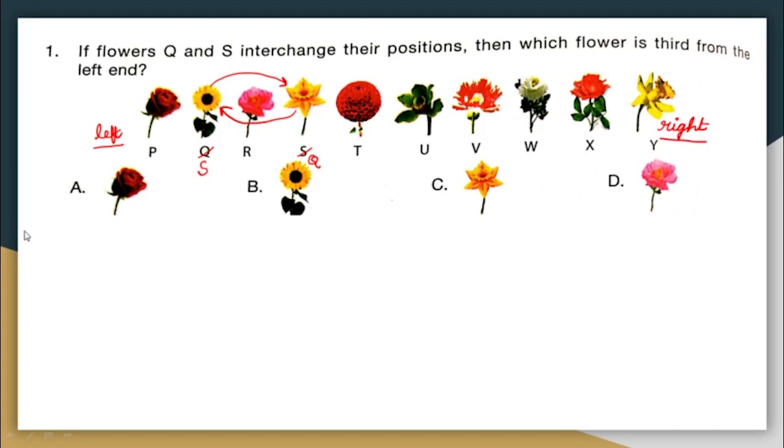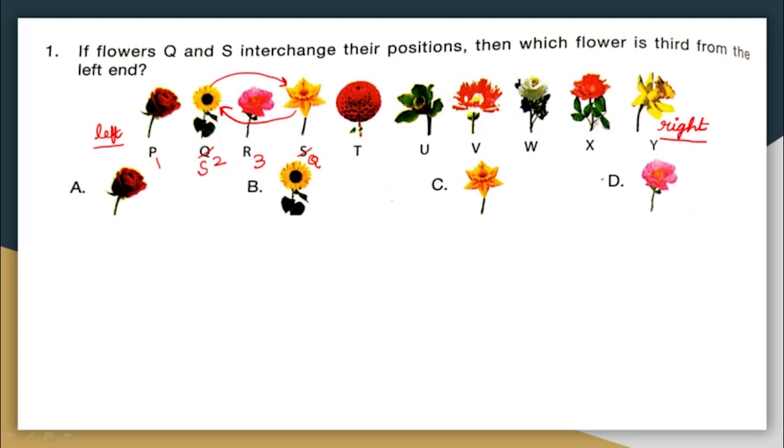Now here you have S and Q, they have interchanged their position. Now what is the question? Which flower is third from the left end? See, this is the first flower from the left end, this is the second flower from the left end, and this is the third flower from the left end. So the third flower from the left end is nothing but R, which is nothing but the rose.